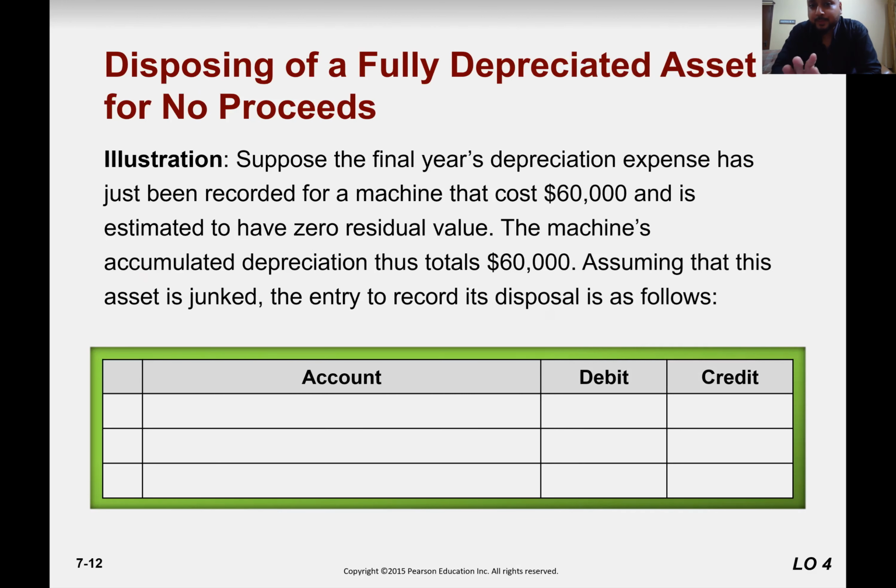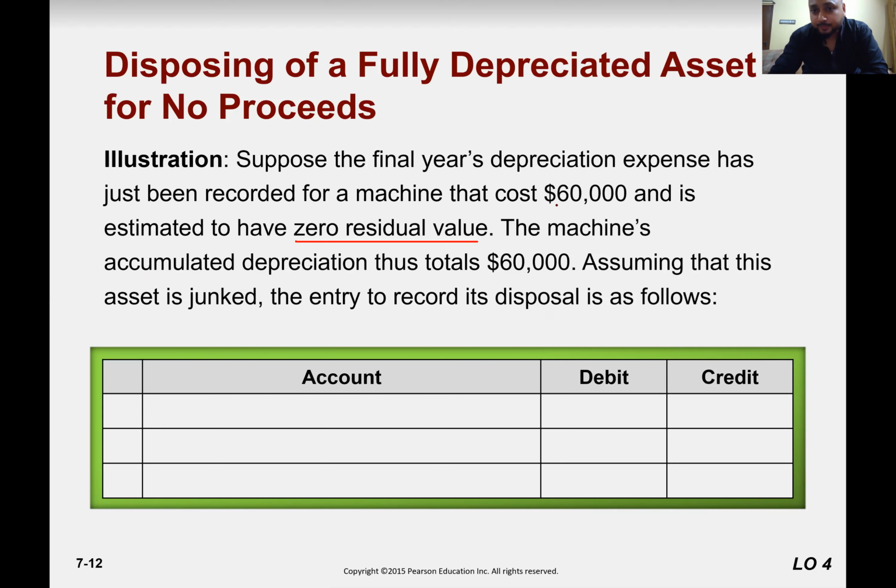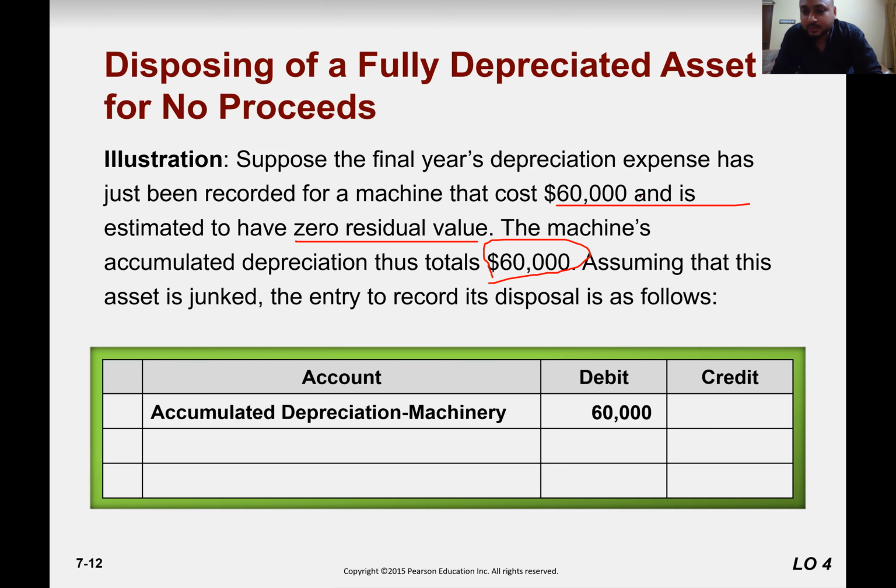So suppose final year's depreciation expense has just been recorded for a machine that costs 60,000. So we purchased the machine for 60,000. It has no residual value here. The machine accumulated depreciation thus totals 60,000. It means its maximum accumulated depreciation is the value of the cost. So assume that this asset is junked. You need to make an entry for its disposal. Here is the entry. Simple.